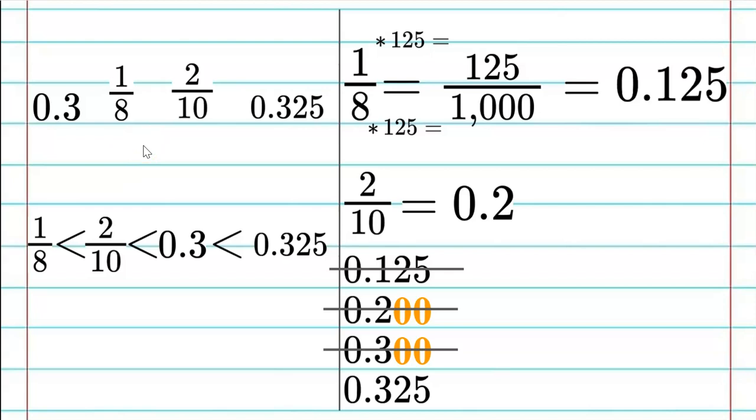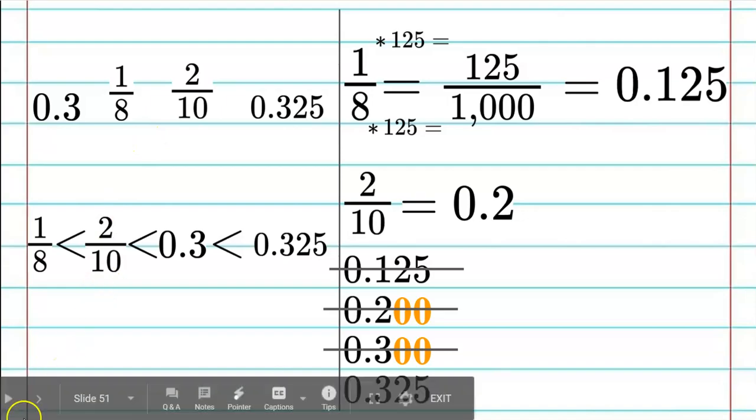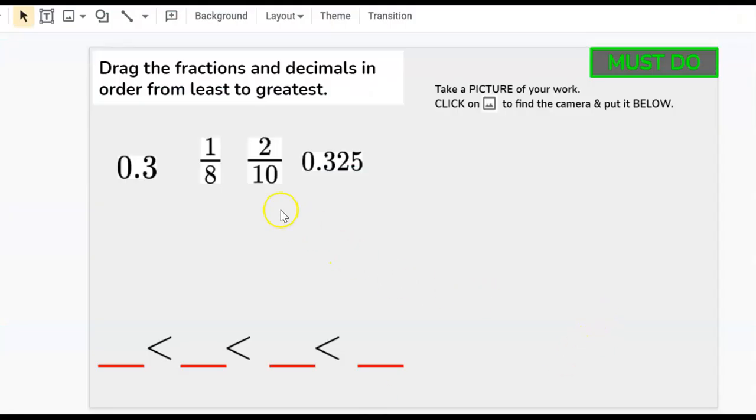Now you should have been pausing and writing along with me. If you didn't, make sure you pause now and have everything that I wrote in your notebook, because just like yesterday and Monday, you are going to have to take a picture of your work and put it on your first slide today. Then I'm going to show you how you would answer this question on your slides, because you're going to have a problem just like this. So once we solved that problem, you just have to drag these in the correct order.